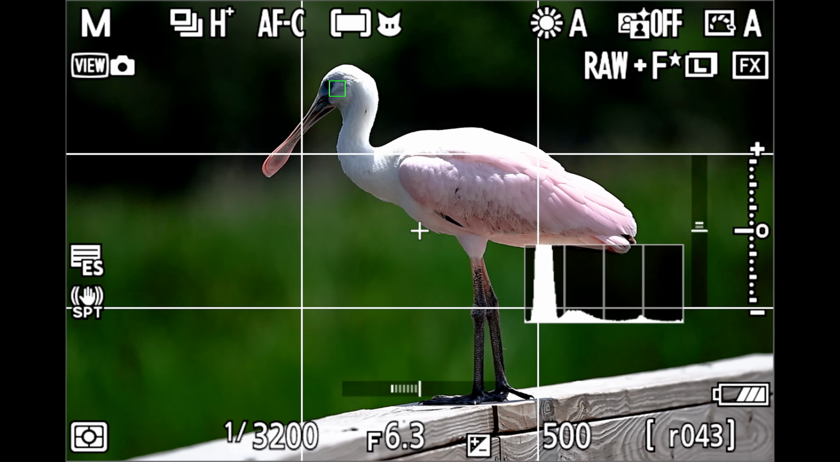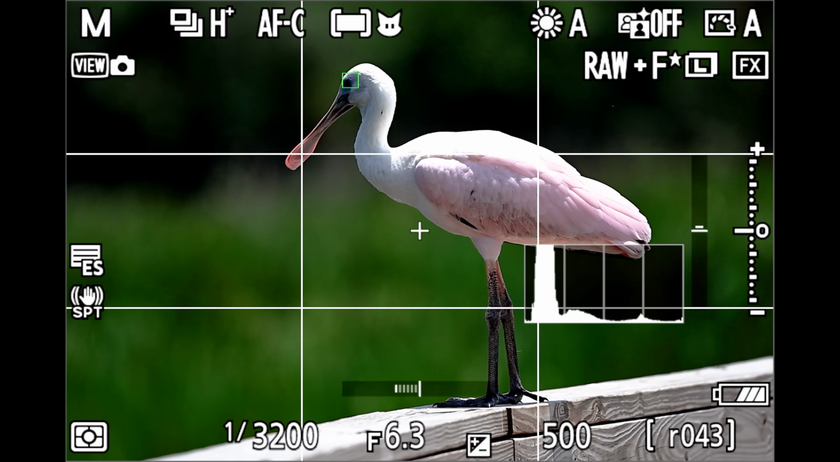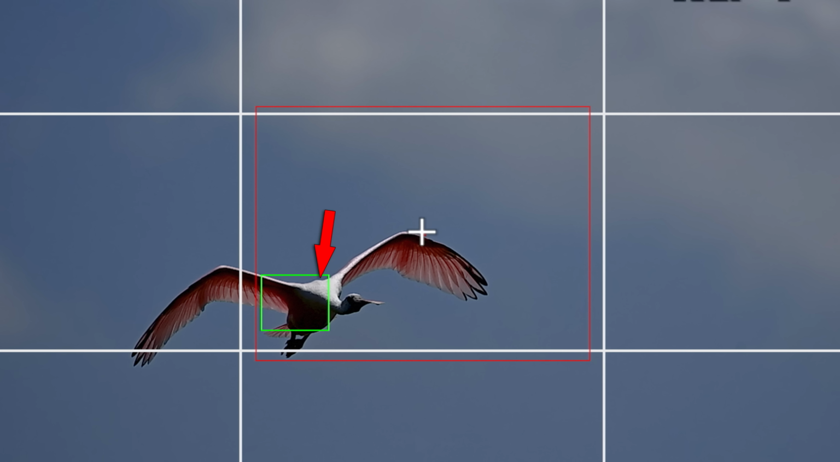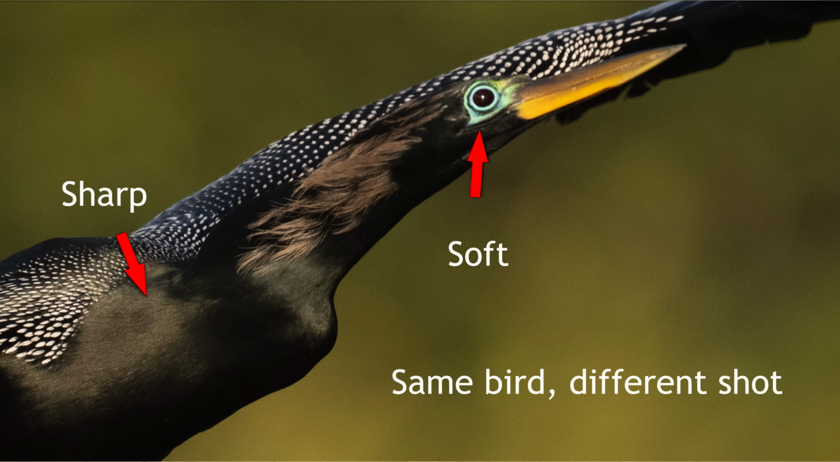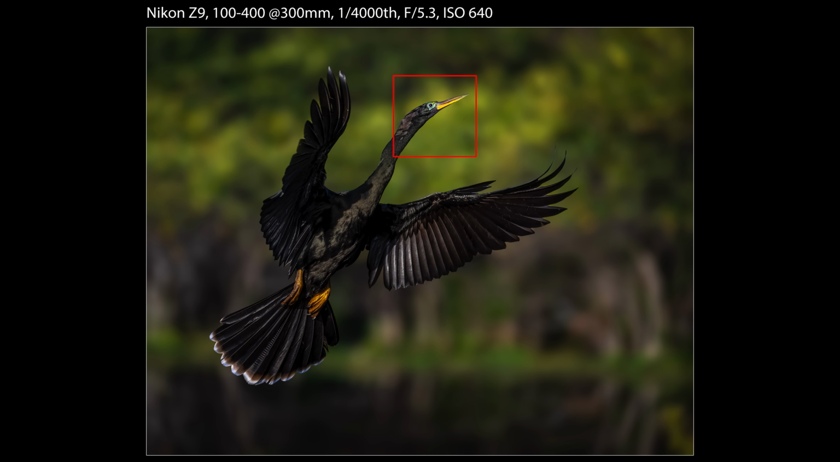When subject detection nails the eye, all is right with the world. Where it causes trouble is when it consistently locks onto something other than the eye, and that something is on a different focal plane. Take this anhinga, for example. The camera locked onto the body every time, but never the head. And since the body wasn't on the same focal plane as the eye, I had a 100% failure rate. Turning off subject detection and just using the small wide AF area fixed the problem. And of course, subject detection grabbing the wrong area can happen with both static and action subjects.